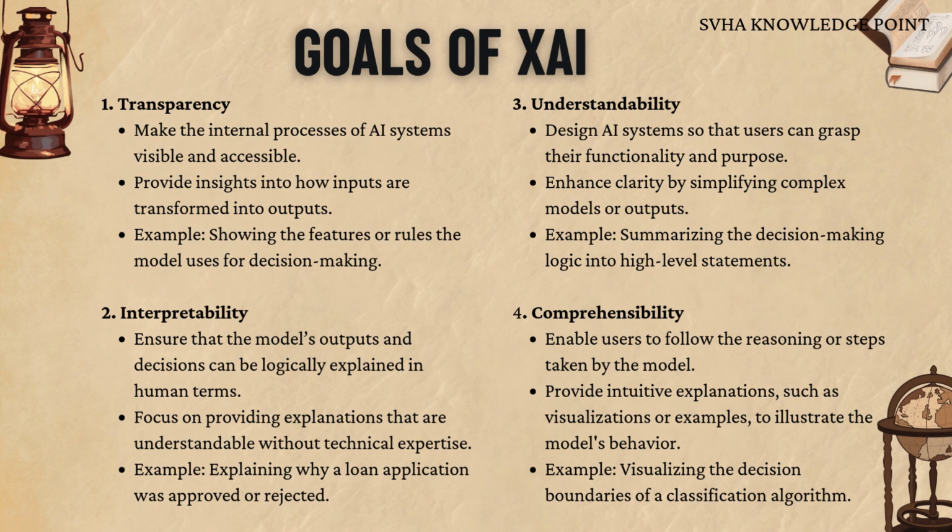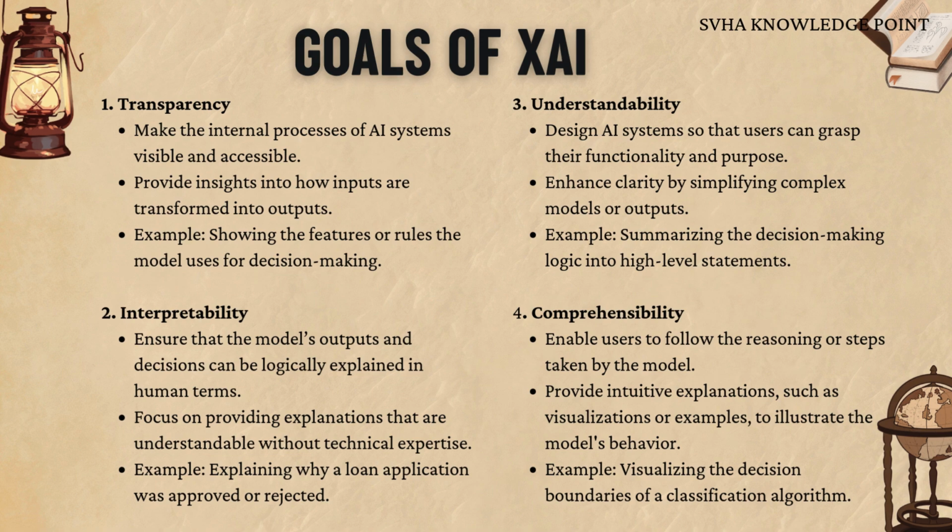Now let's look into the goals of explainable AI. First one is transparency. XAI makes the internal process of an AI system visible and accessible. It provides details on how inputs are transformed into outputs. Second is interpretability. It ensures that the model's decision can be logically explained in human understandable terms. So XAI focuses on providing explanations that are understandable without technical expertise.